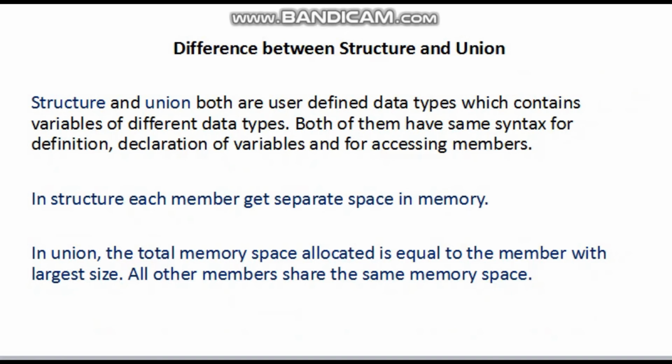Difference between structure and union. Structure and union both are user-defined data types which contain variables of different data types. Both of them have the same syntax for definition, declaration of variables and for accessing members. In a structure, each member gets separate space in memory. In a union, the total memory space allocated is equal to the member with the largest size. All other members share the same memory space.